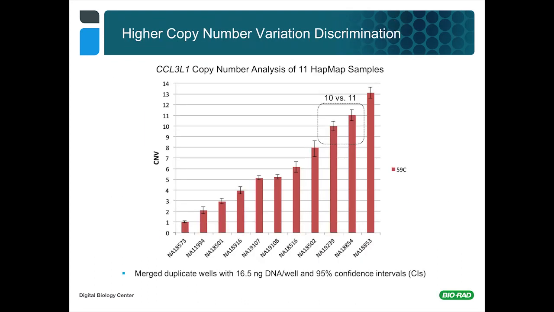So just to put a point on that, again, you can extend this to higher copy number samples. In this case, it's showing a CCL3L1 gene, a series of copy number states in different HapMap samples. You can distinguish nicely copy number 10 from copy number 11. And by extension, we've had users that have actually been exploring interesting copy number genes that extend up in the hundreds. So with sufficient amount of sample, one can actually discriminate very large copy number changes.